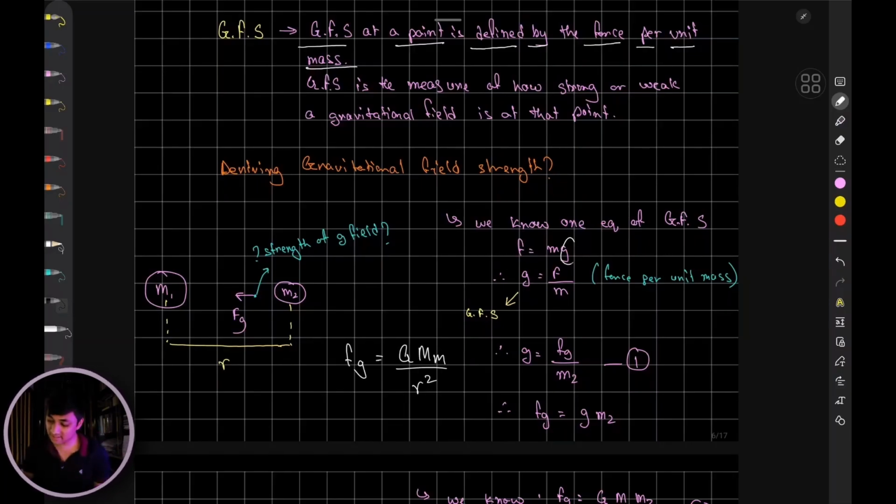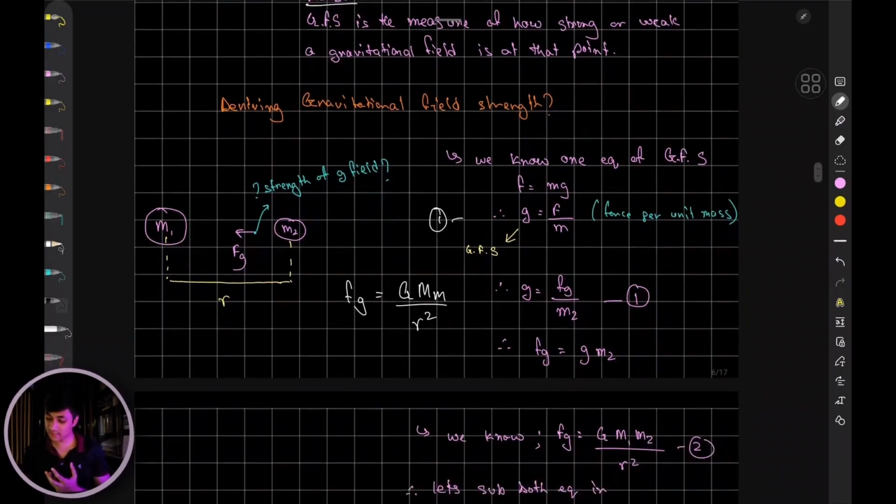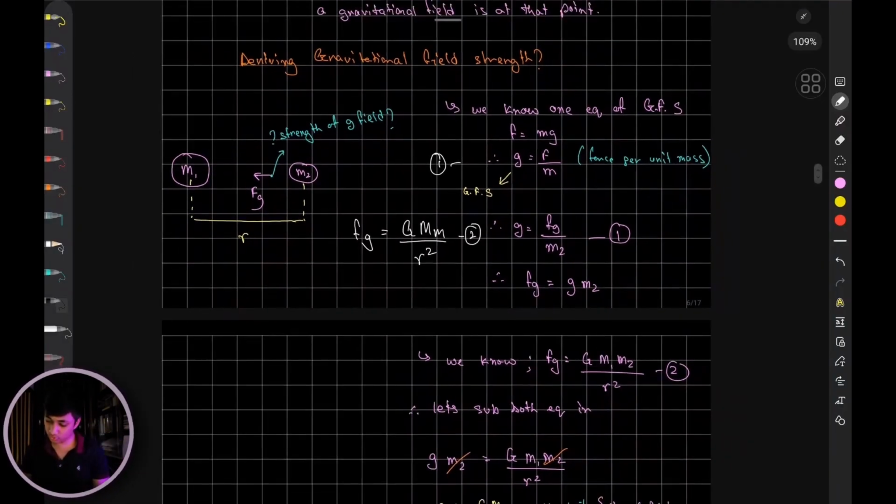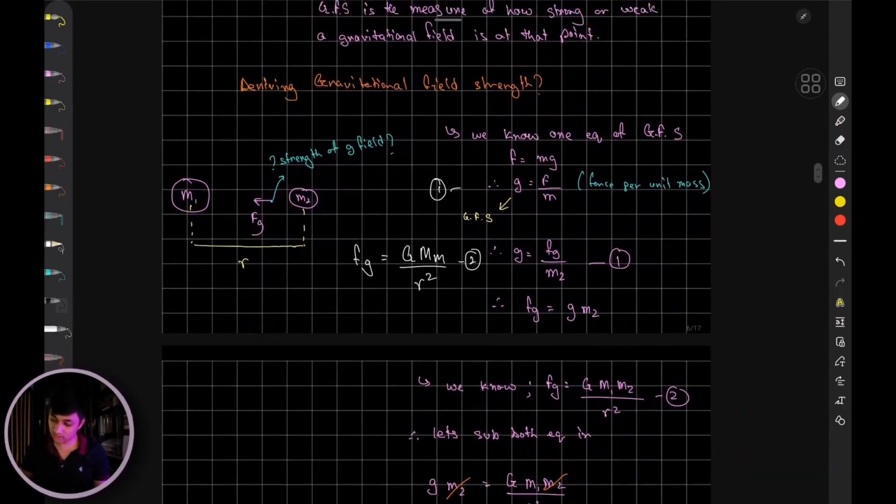So if we make the gravitational field strength the subject of the known formula, we're going to get g = F by m. This is one of our formulas. So let's take this into account. And the other formula, as mentioned, of Fg, let's take this into account too. Both of these formulas, what I'm going to do next is equate this formula and this formula. F is equal to mg.